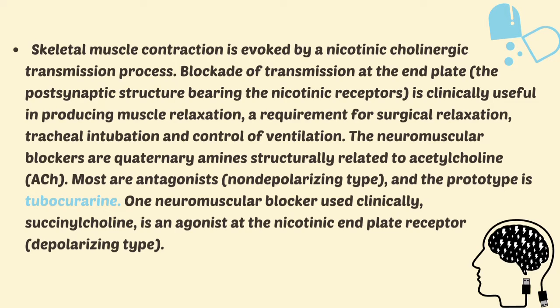Skeletal muscle contraction is evoked by a nicotinic cholinergic transmission process. Blockade of transmission at the end plate is clinically useful in producing muscle relaxation, a requirement for surgical relaxation, tracheal intubation, and control of ventilation. The neuromuscular blockers are quaternary amines structurally related to acetylcholine. Most are antagonists, and the prototype is tubocurarine. One neuromuscular blocker used clinically, succinylcholine, is an agonist at the nicotinic end plate receptor.